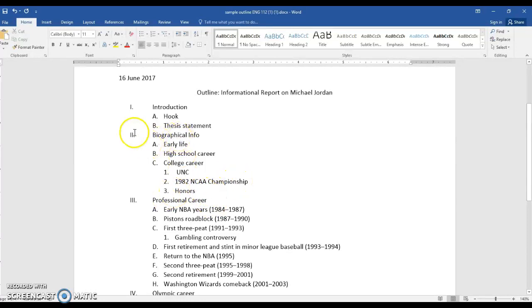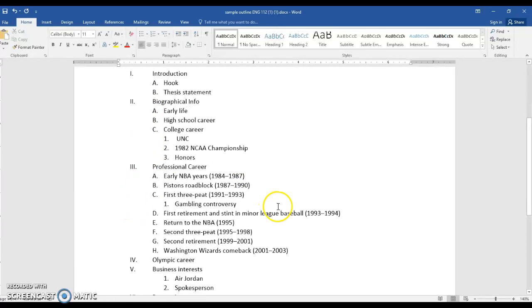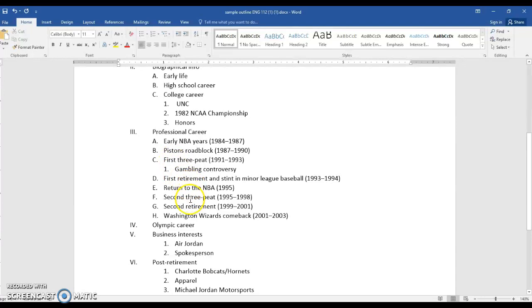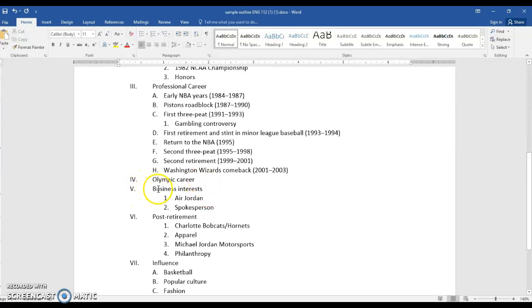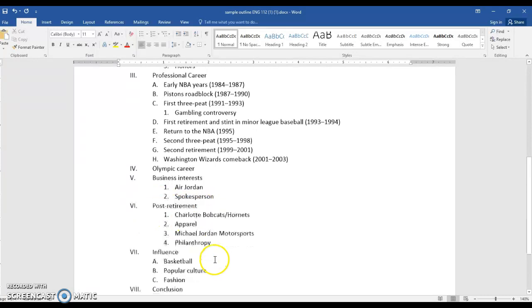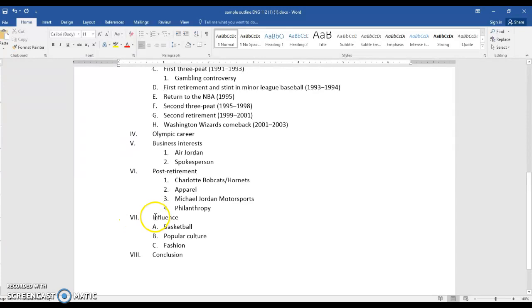Okay, then after the biographical info, my next big section is his professional career. So as you can see, these are going to be the subheadings under his professional career. Then I'm going to briefly discuss his Olympic career, then get into him as a person, his business interests. I want to talk about Air Jordan and the spokesman for like Wheaties, Gatorade, that kind of stuff. Then after retirement, I'm going to talk about what he did there. And then how he has influenced the following aspects of society: how he's influenced basketball, popular culture, and fashion. And then I'm going to have my conclusion.